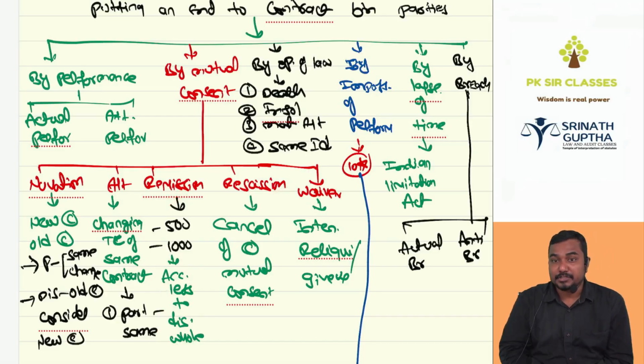Rescission. Rescission means cancellation of the contract by mutual consent. I need not give the car, you need not give the money. By mutual consent we decided to close the contract, not to perform.